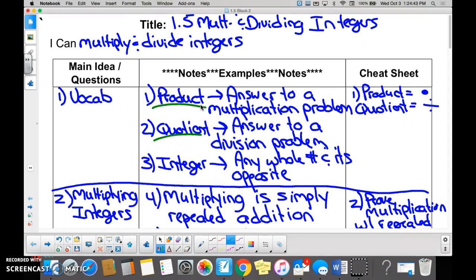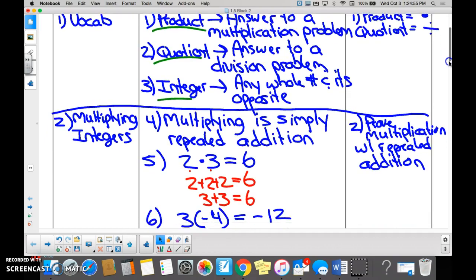The answer to a multiplication problem is a product. The answer to a division problem is a quotient. And integer is a review word. We know what integers are. You need to know what integers are. Second time we've had that word now.